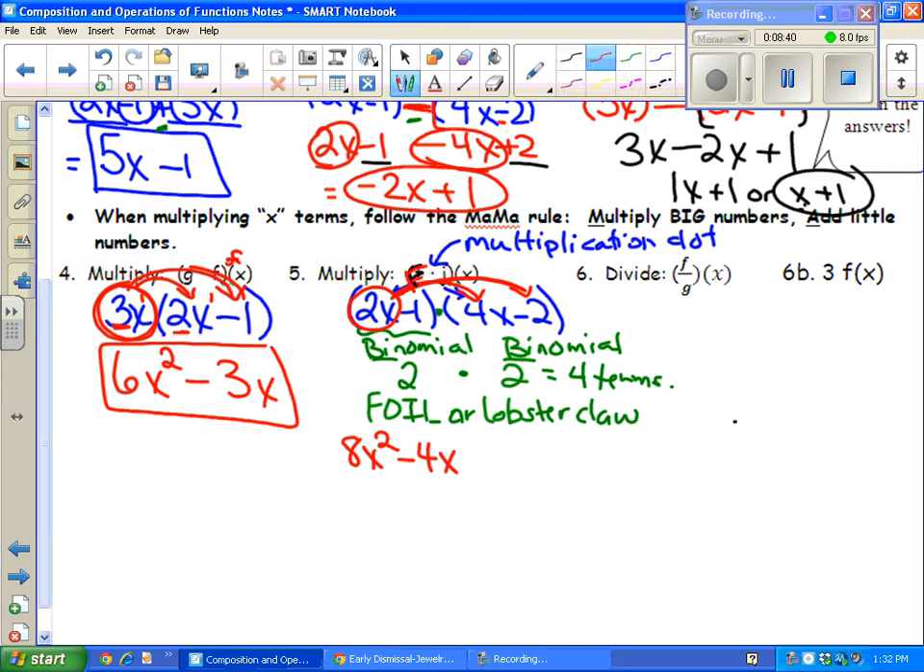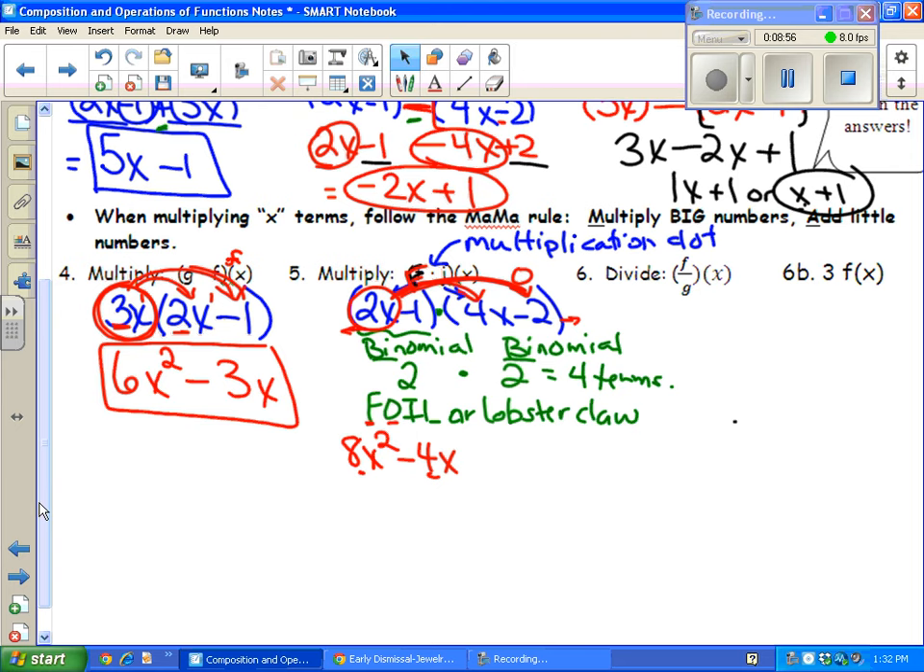First ones times the first ones. And when I did the 2x times the minus 2, those are the ones on the outside edges. So the ones on the outside edges, that's my O. So I actually did FO, and that's where I got these terms and these terms. Okay, or it forms the top of the lobster claw.